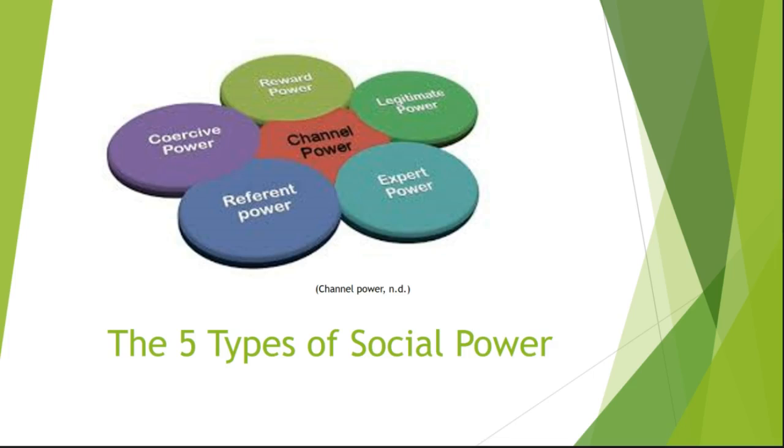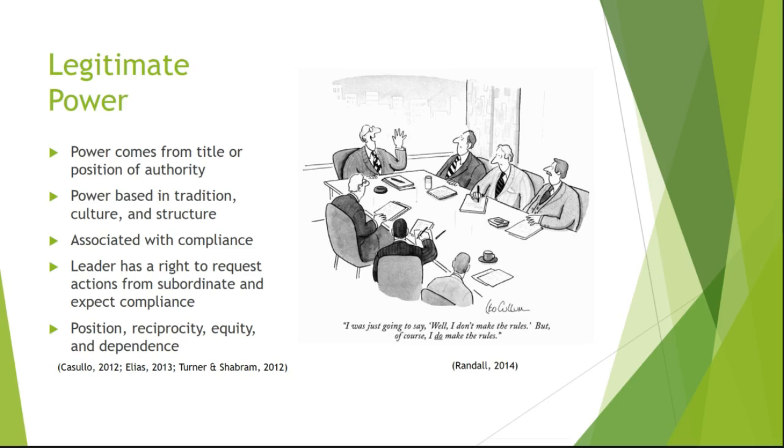The first 3 power types, legitimate, coercive, and reward, are more associated with organizational structure and tend to result in more compliance-based responses from subordinates. The last 2 power types, expert and referent, tend to result in more commitment-based responses from subordinates. Legitimate power is generally based on the title or position of the leader.